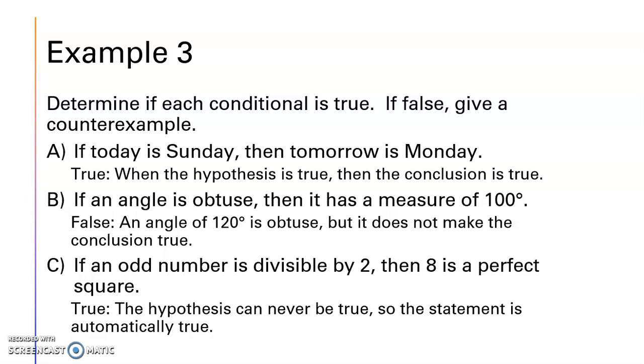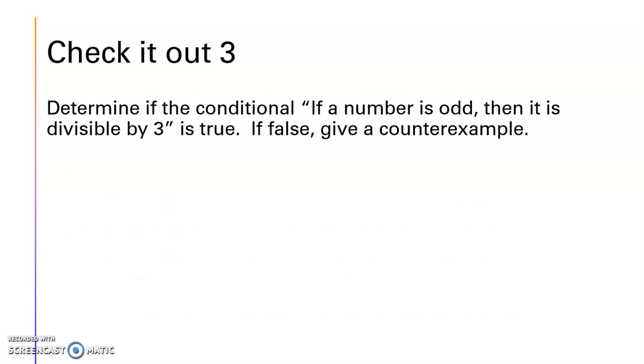So now we have a check it out question coming up next. In check it out number 3, we need to determine if the conditional is true. If it's false, give a counterexample. And our conditional statement says, if a number is odd, then it is divisible by 3. That means when I divide by 3, it's going to go in evenly, no matter what odd number I pick. Okay, so there's no decimal at all when you divide it. So pause the video, see if you can come up with an answer, make sure it goes on your classwork Google Doc, and then press play to see what's next.